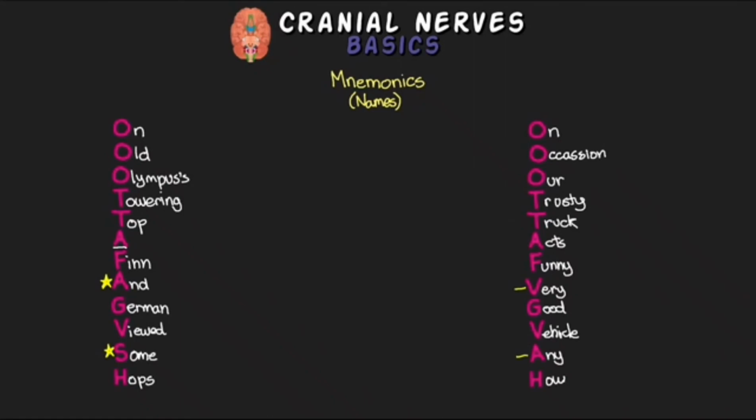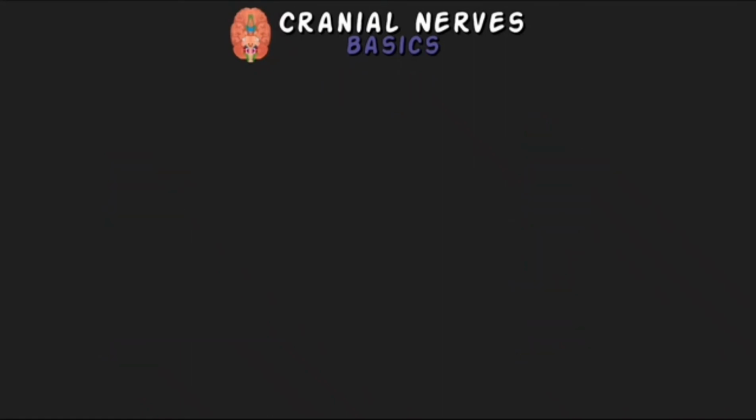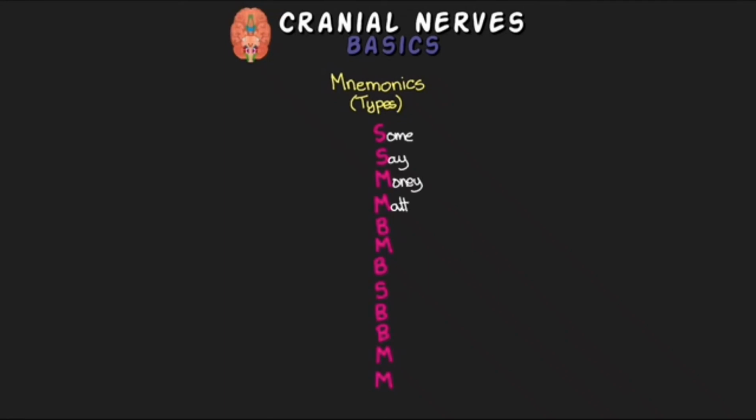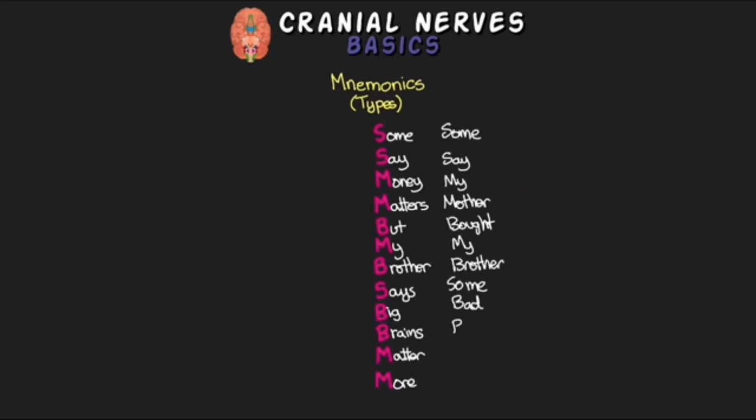The last little thing I want to do real quick here is to share another mnemonic that helps us remember whether these are sensory or motor neurons, or in fact if they're both. So let me go ahead and put the letters up here: S being sensory, M being motor, and B being both. Now the first one, and this is actually my personal favorite, goes: Some say money matters, but my brother says big brains matter more. The other mnemonic that I've heard that some people also prefer is: Some say my mother bought my brother some bad beer, my.